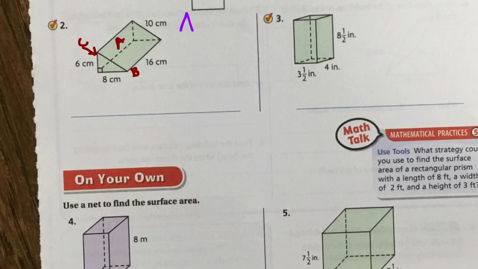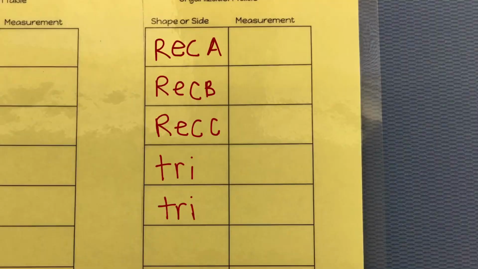What's my formula? Area equals base times height. So what is my base on this one? 16. All right. What is my height? 10, right? Now on the triangle, that is the hypotenuse, so I wouldn't use that. But on the rectangle, that is the side. So 16 times 10. So what's 16 times 10? 160. That's my rectangle A.